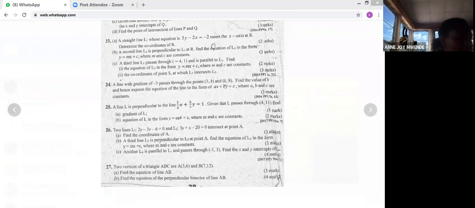Then we have part C. Given that another line Q is parallel to L and passes through point (1, 2), find the x and y intercept of Q.